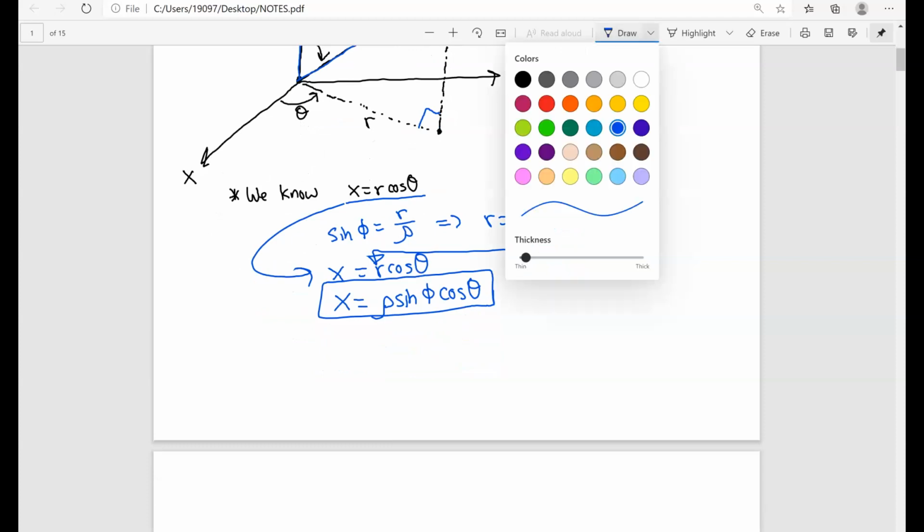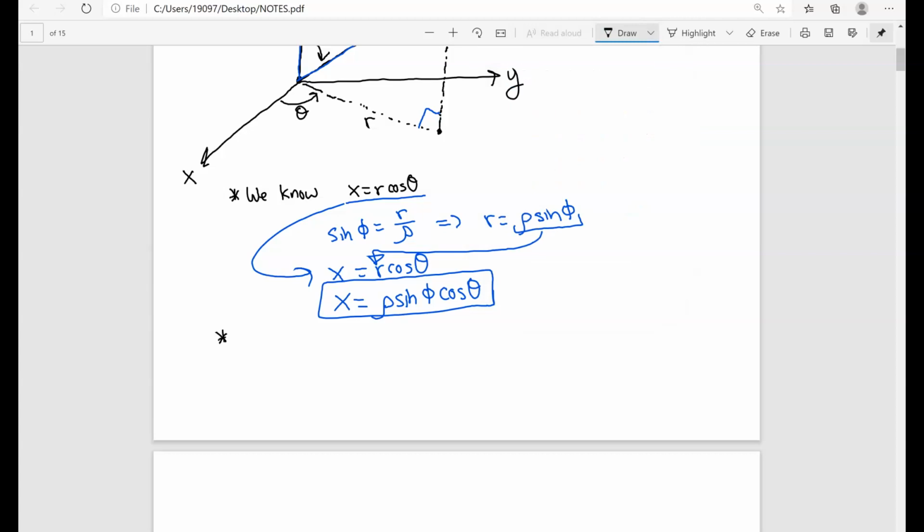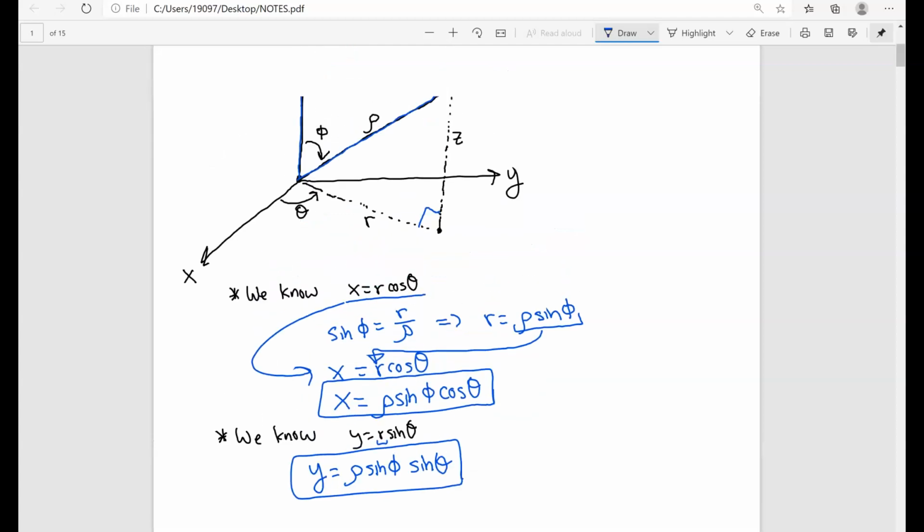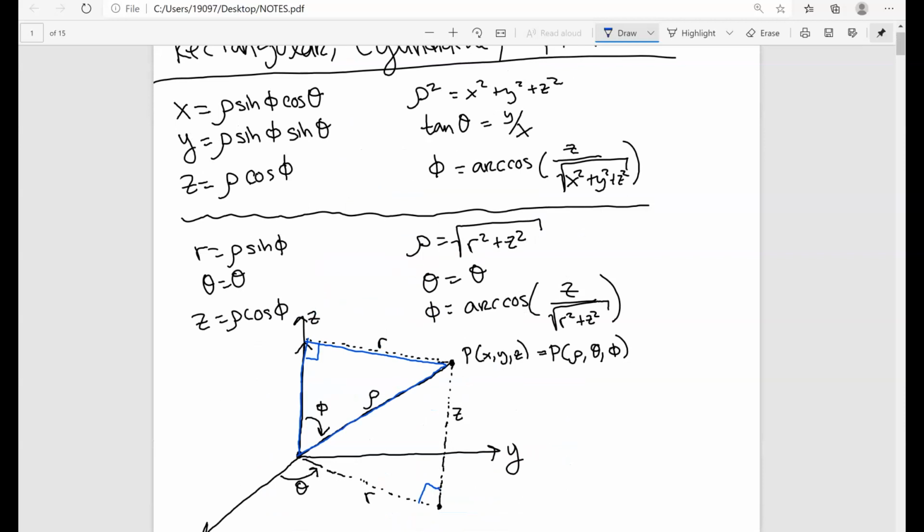With y, we're going to do exactly the same thing. We know that y is equal to r sine theta. So we're going to do the same exact thing. Take this y. Now we know what r is. r is just rho sine phi. So we're going to write rho sine phi for the r, and then we just have sine theta. So that is my other one, the second one.